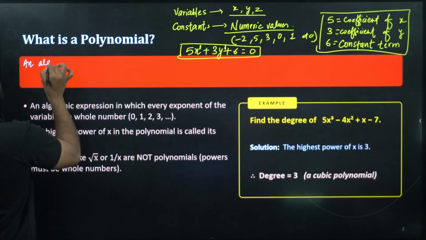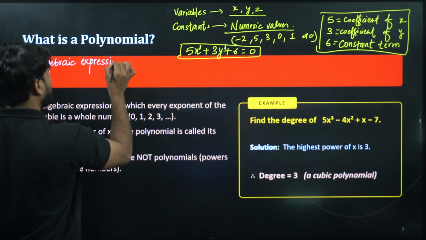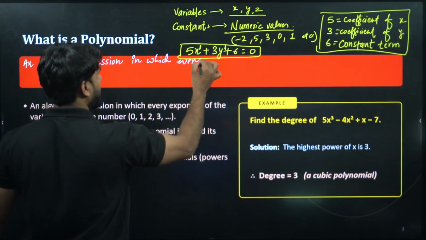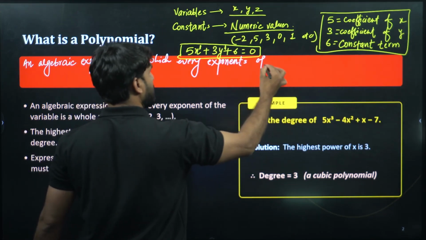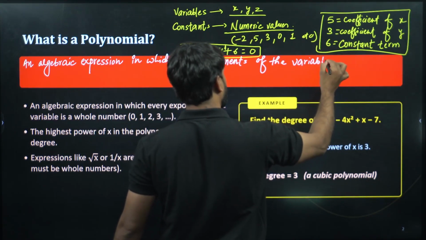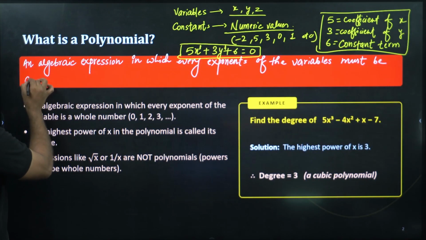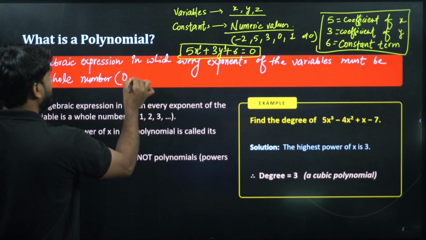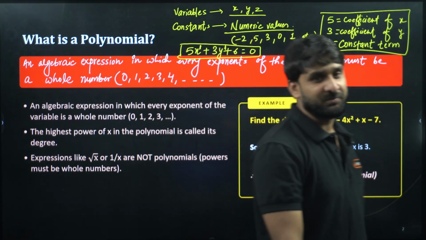An algebraic expression in which every exponent of the variables must be a whole number, and we all know whole numbers are 0, 1, 2, 3, 4 and so on till infinity. So this is called an algebraic expression, a polynomial basically.